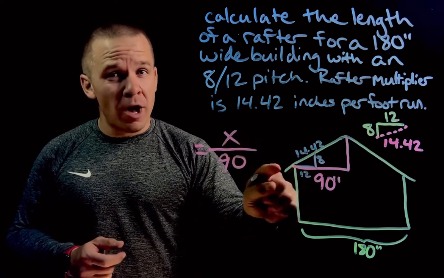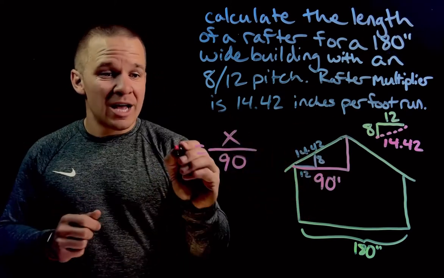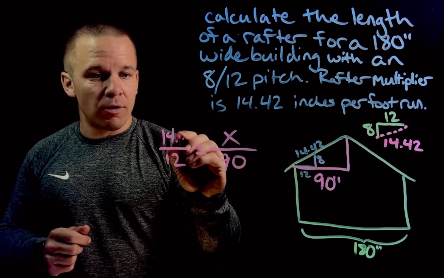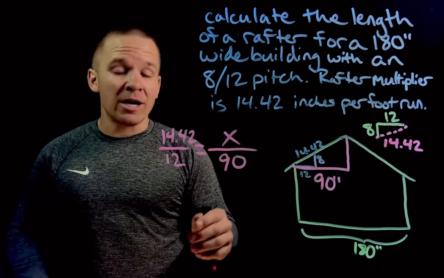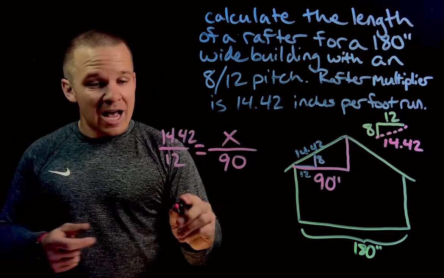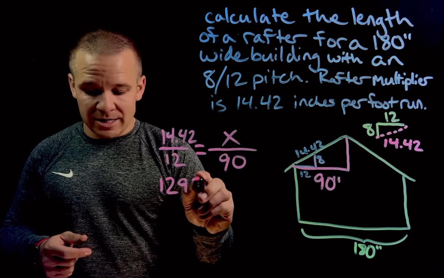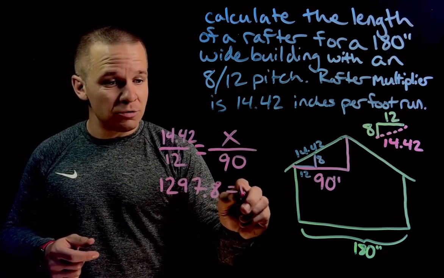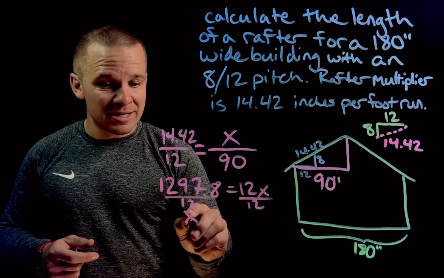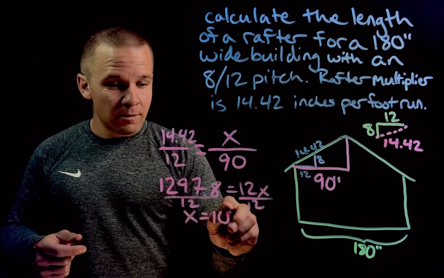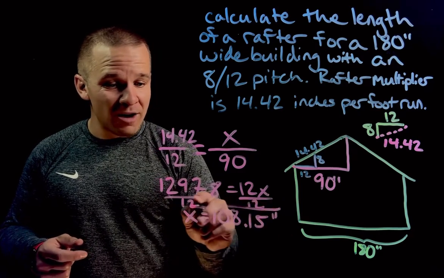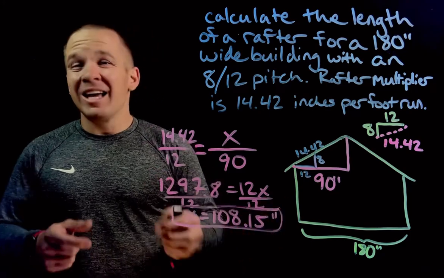But I do know the run of my scaled down version, right? The run is 12, and my rafter length is 14.42. And now I can cross multiply and solve for x. When I do 14.42 times 90, I end up with 1,297.8 equal to 12x. Divide that by 12, and I'm going to end up with x equals 108.15 inches.